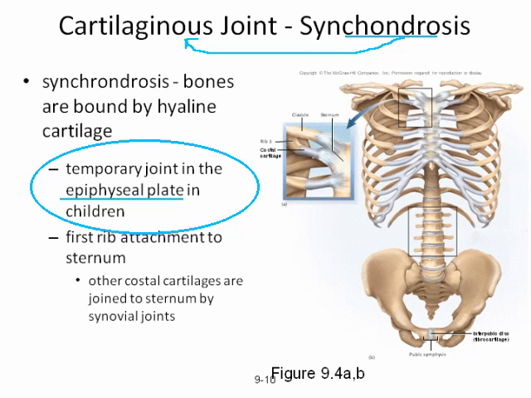And again, the other area here, and this is another prime example of becoming a bony joint, is where the first rib attaches into the sternum. And so there are your examples of synchondrosis as far as a cartilaginous joint: your epiphyseal plate and where your first rib attaches to the sternum.